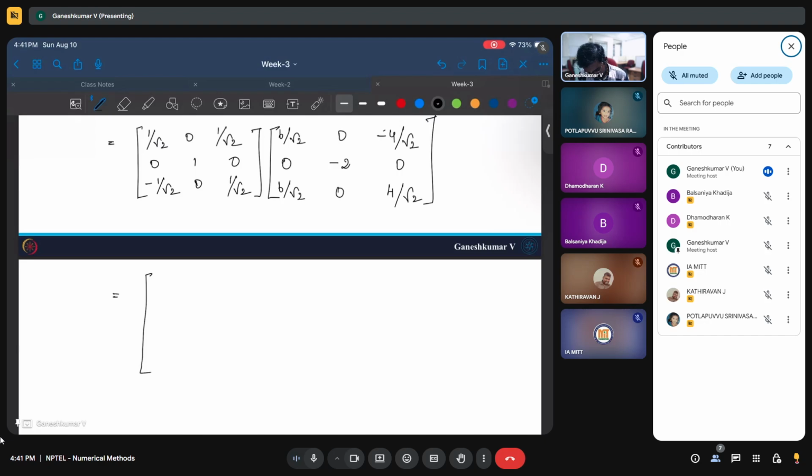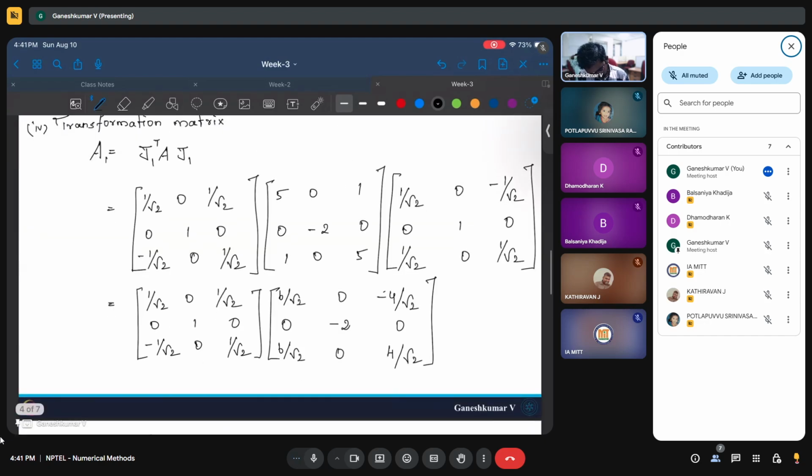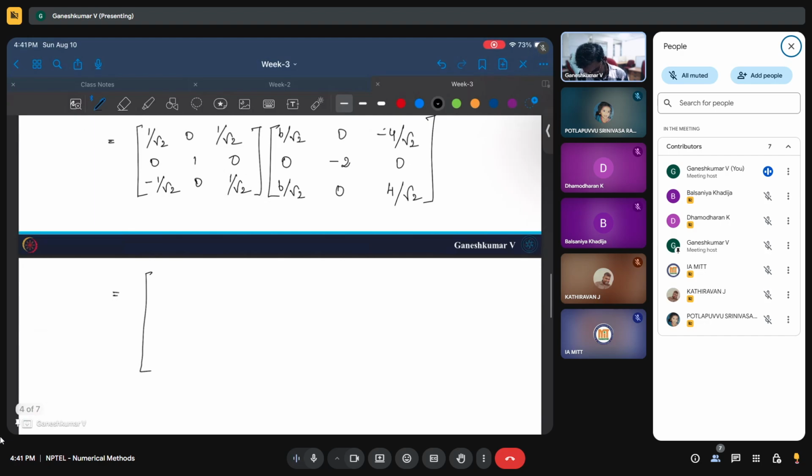So what are these two going to be? 1 by root 2 times 6 by root 2 is 6 by 2. And 6 by 2 plus 6 by 2. And this is going to be 0. This is going to be minus 4 by 2 plus 4 by 2. And this is 0. And this is minus 2.